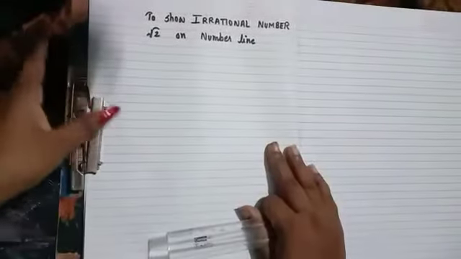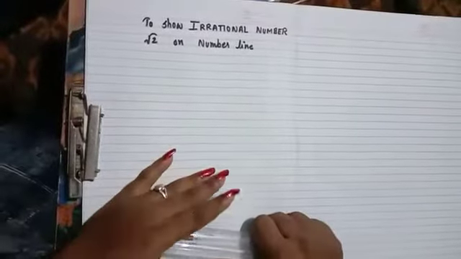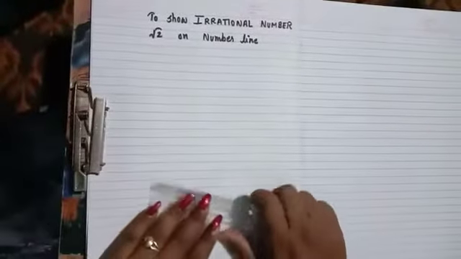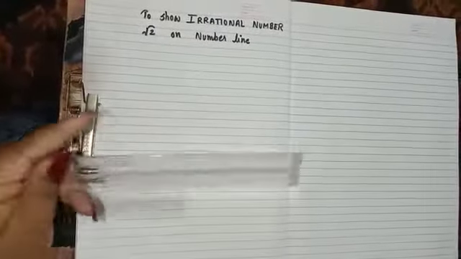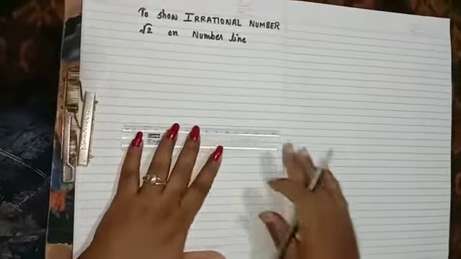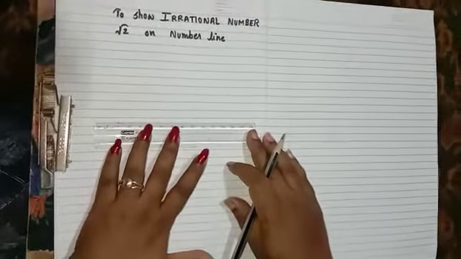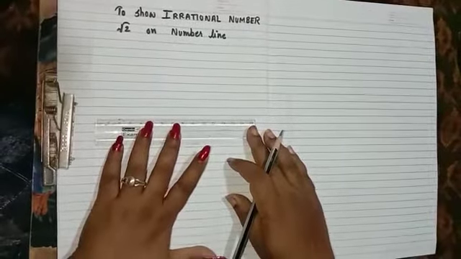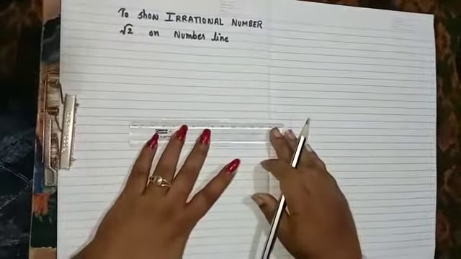So students, today we are going to see how to represent the irrational number root 2 on the number line. For that we are going to use a ruler, and we will draw one line. See, this is the line.